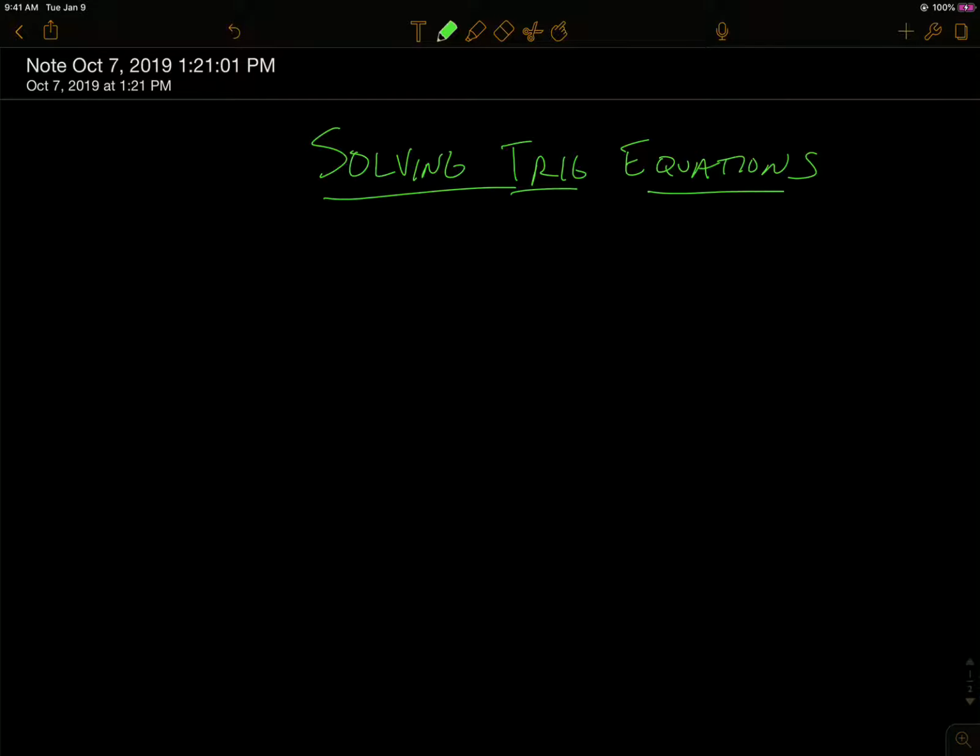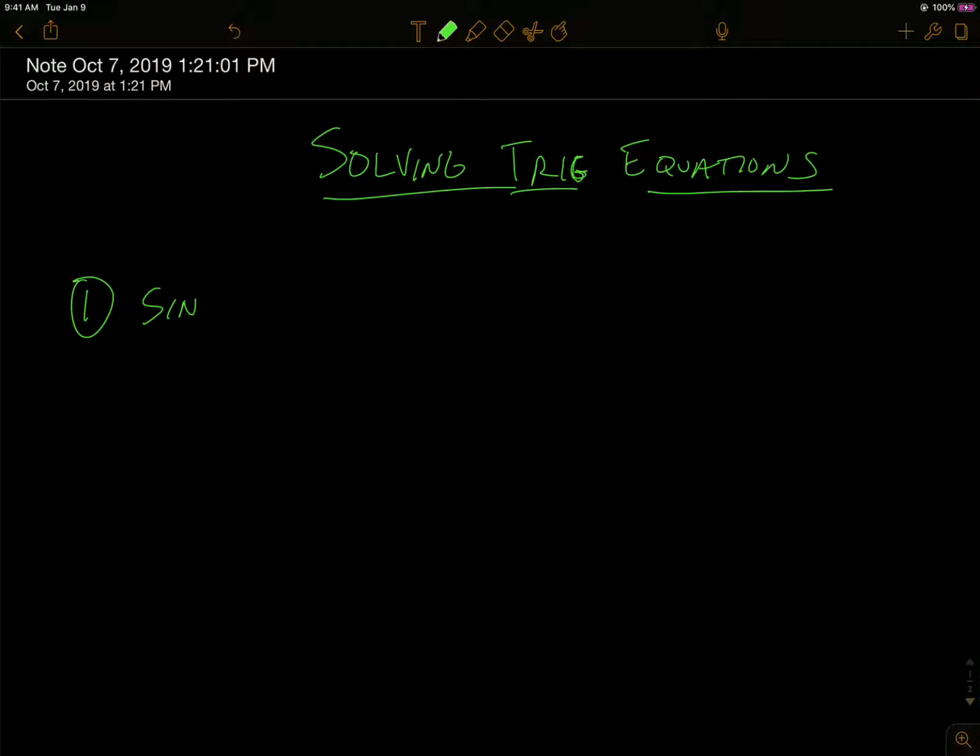Okay, now we're going to get into how do we solve equations that have trigonometry in them. Solving trig equations. Alright, so we're just going to jump right into it, and we're going to basically use the unit circle in reverse as our first kind of strategy.